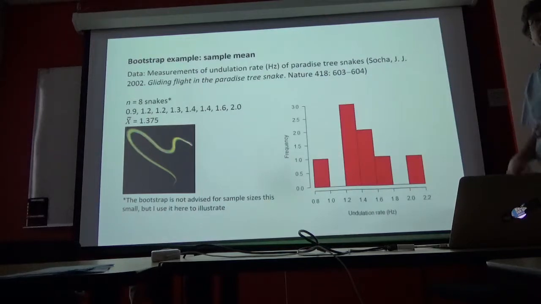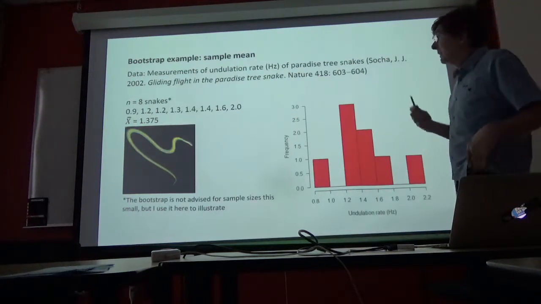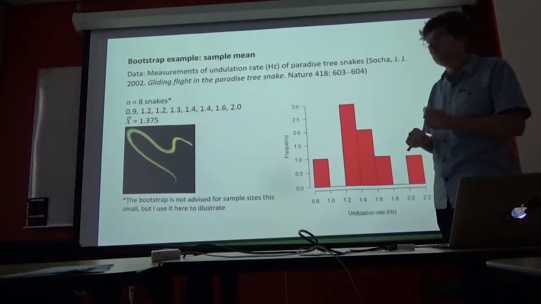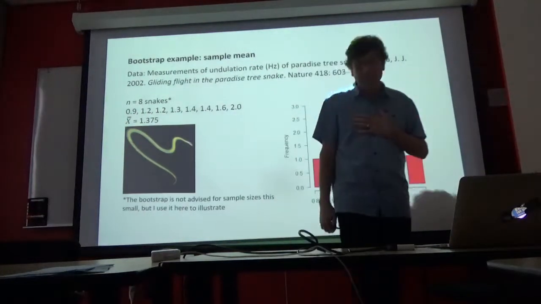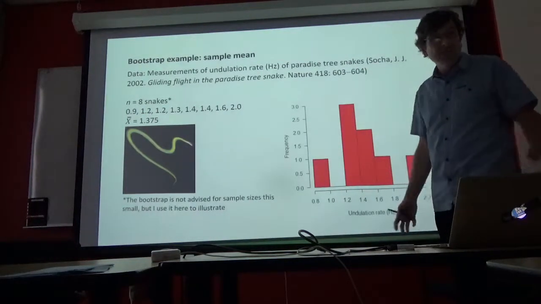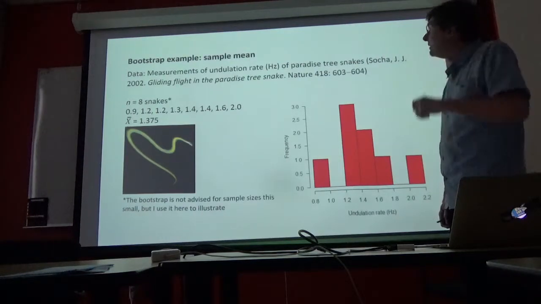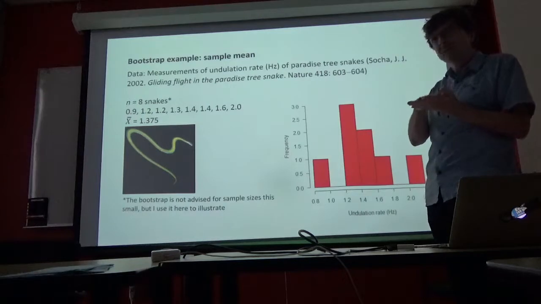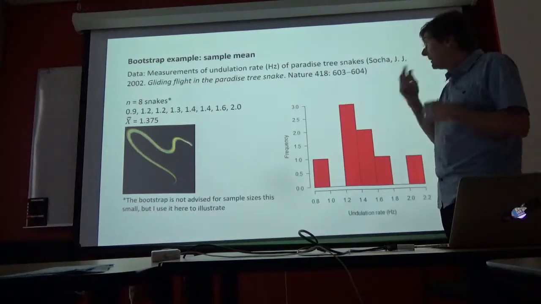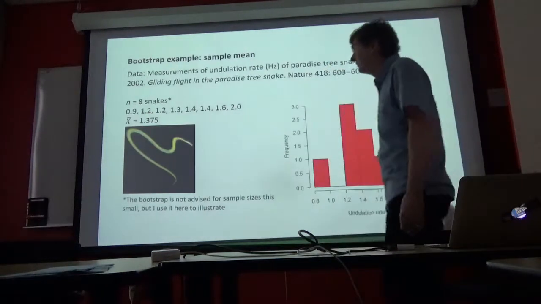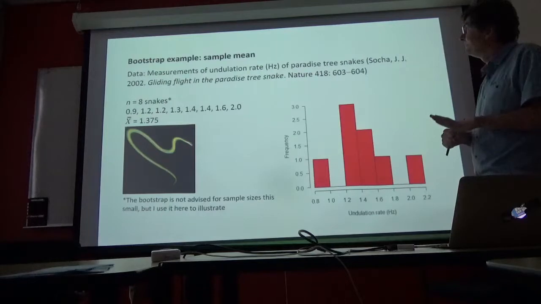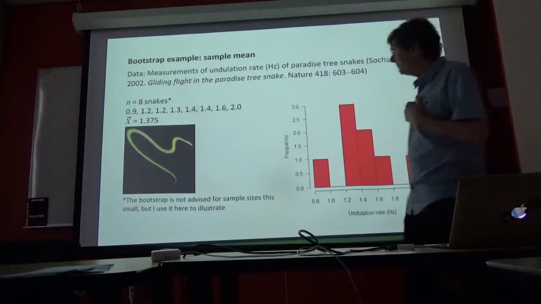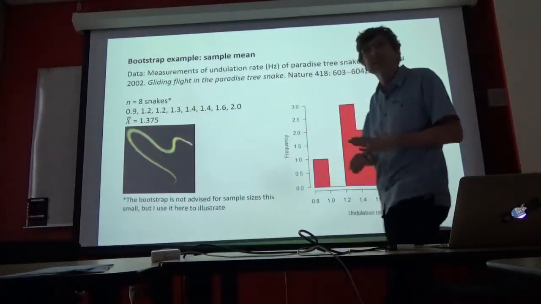Okay, and I'm going to show it in a data set whose size is so small that you should probably never be using the bootstrap. But it's convenient because I can show you the property of sampling with replacement a little more clearly. So we analyzed this data set earlier in one of the workshops. There are these snakes in places like Borneo, which fly. They leap off tall trees, and they glide. They flatten themselves dorsoventrally, and they undulate left to right. The rate at which they undulate was measured by researchers, who obtained data on the undulation rates in hertz for 8 individual snakes.